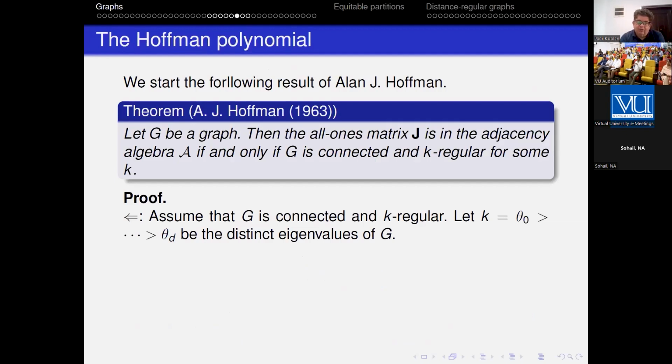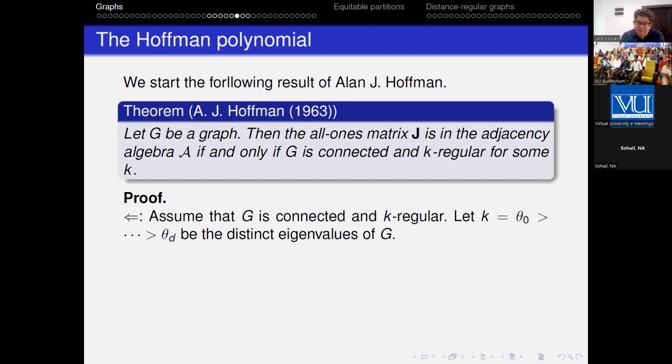So now I will discuss the Hoffman polynomial. And this is the following result of Alan Hoffman of 1963, I think when almost all of you were not even born. Okay, so what did he prove in 1963?